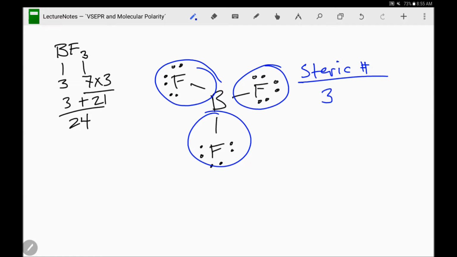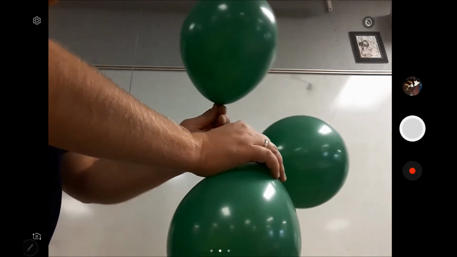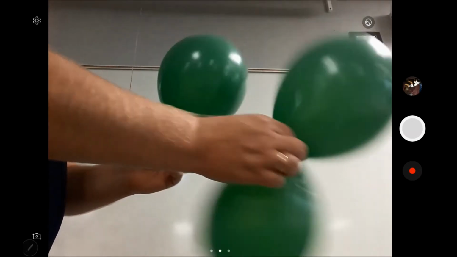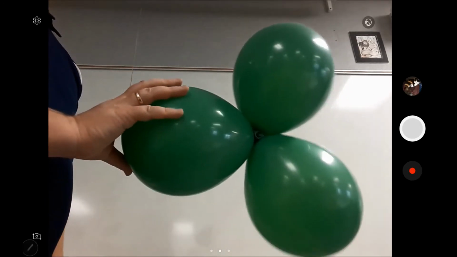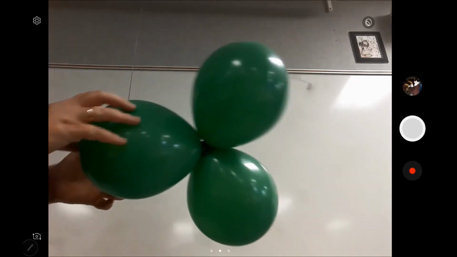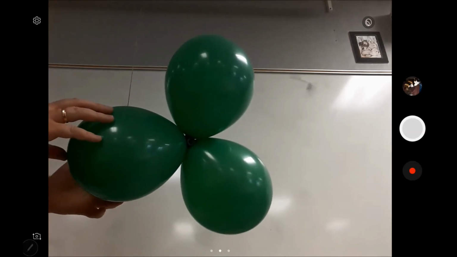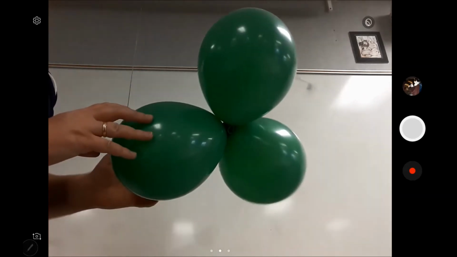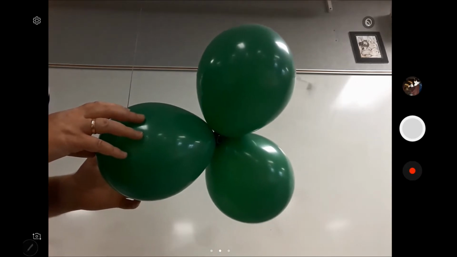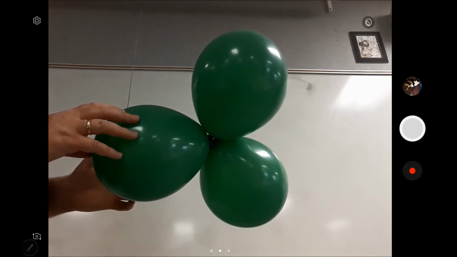We want to know what shape 3 things getting as far away from each other as possible make. If you take 2 electron pairs and then you put another one on it, 3 hybridized orbitals trying to get as far away from each other as possible will make a shape that looks like this. Now, this shape is flat. We call this shape trigonal planar. Okay? So all of the electron pairs are all on the same plane.